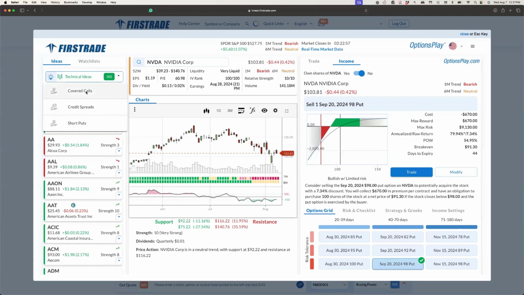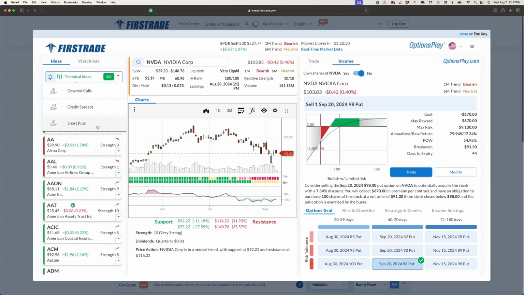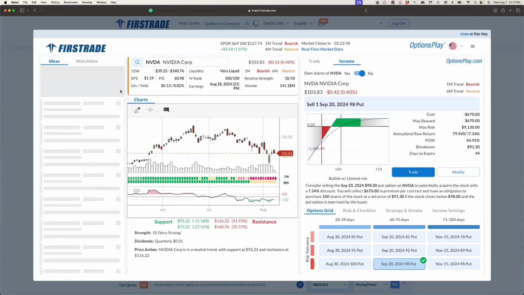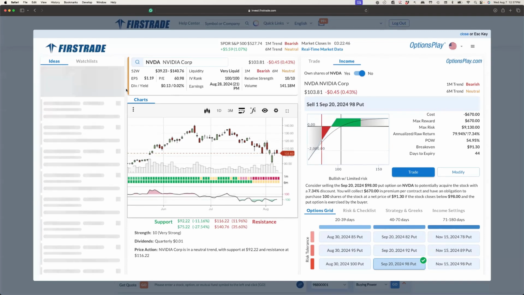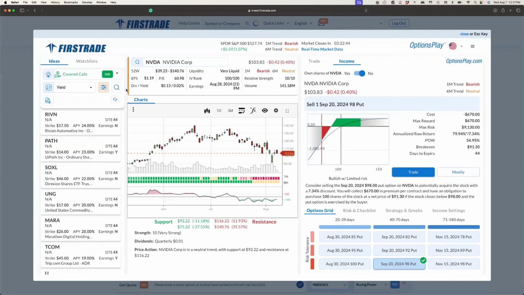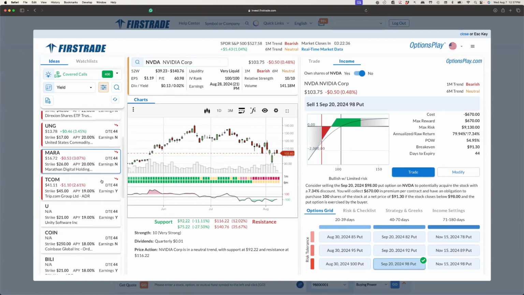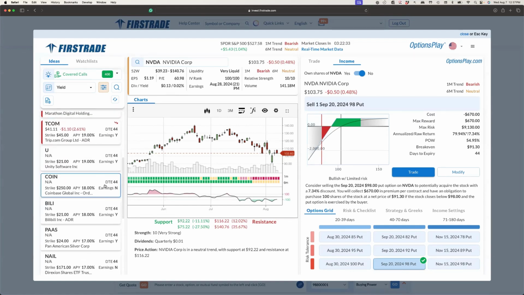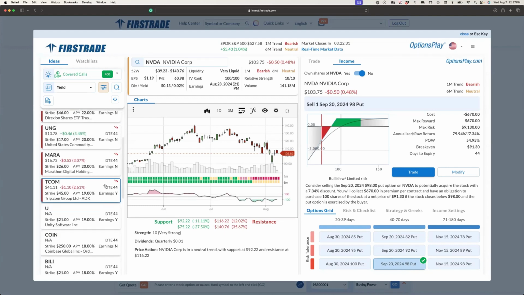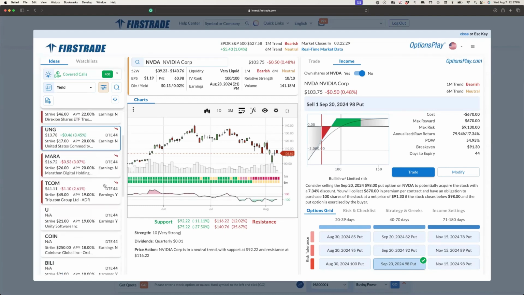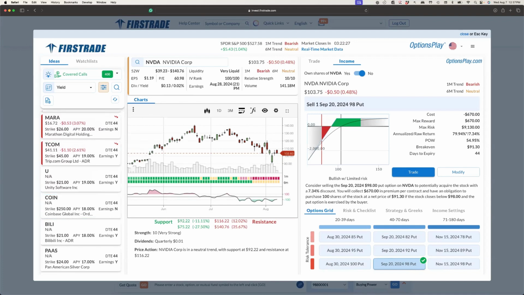We also have trade ideas, both from a technical idea perspective, which is looking at the underlying security, or we have covered call, credit spread, and short put opportunities that are all available to you here on the Options Play platform. So if you're trying to figure out where you can generate the most income selling covered calls or selling cash secured puts, this platform helps you rank which stocks will generate the most yield, and ranks it for you so you have the highest yielding opportunities at the top of your screen.